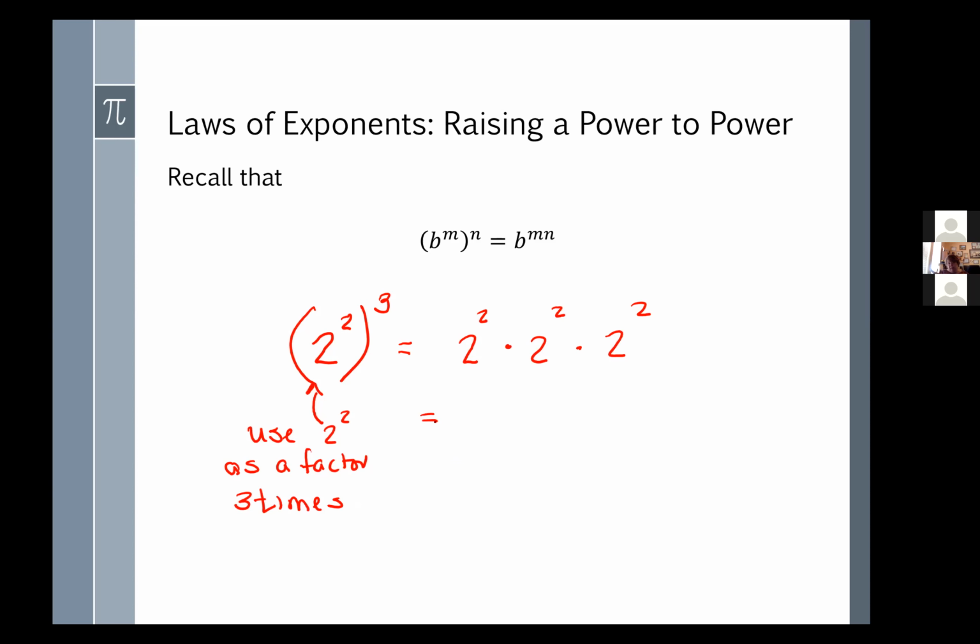Then what this means is you have 2 times 2 times 2 times 2 times 2 times 2. So this means 2 times 2, that means 2 times 2, that means 2 times 2. So how many 2's do you have? 1, 2, 3, 4, 5, 6. You have 6 2's.